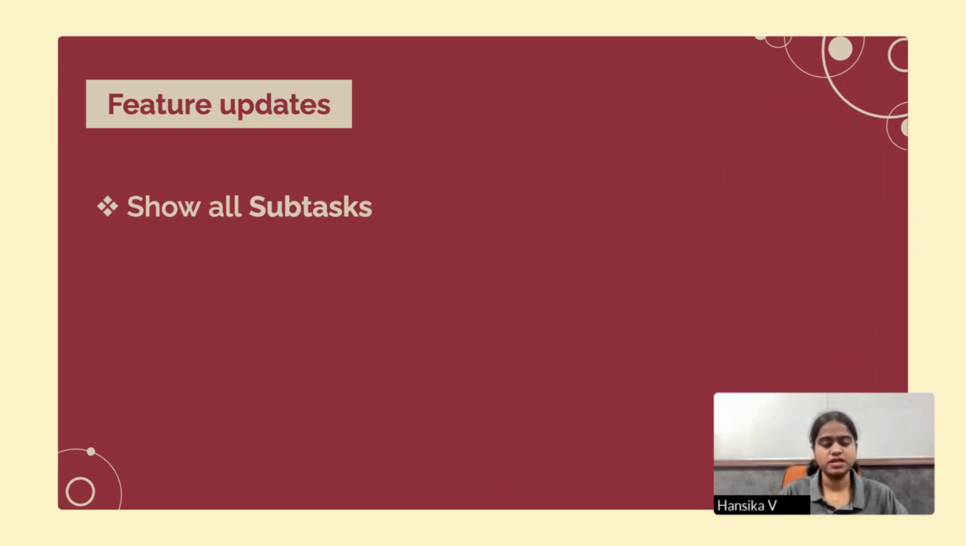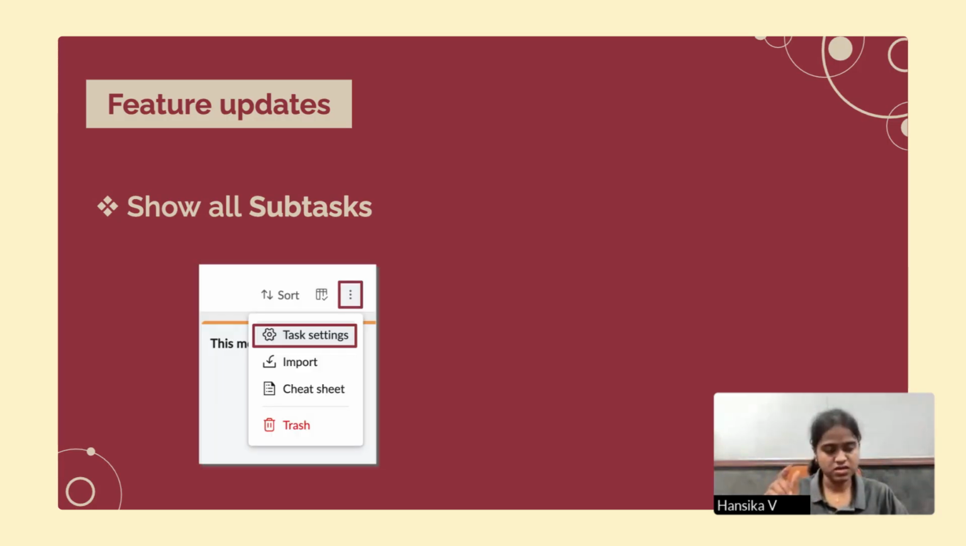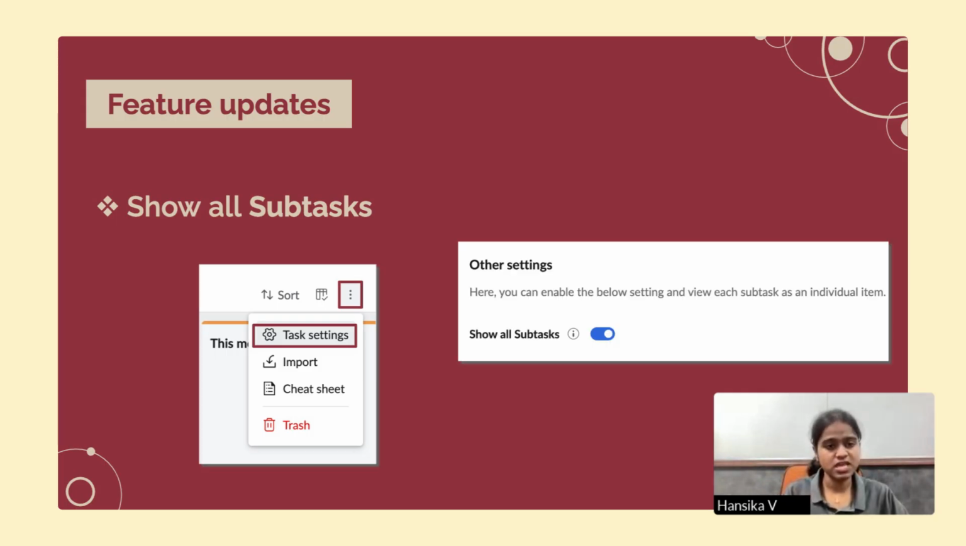Next, we have an update for our to-do task. Now you can view all your subtasks as individual events also from your to-do page, instead of them being nested under a main task. This makes it much easier to track progress and manage each subtask separately. What you'll have to do is that from your more options in your page, you'll have to select the task setting, and that will take you to a page where you'll have to enable the show all subtasks under the more option. Once this is enabled, your subtasks will be displayed individually for easier management.